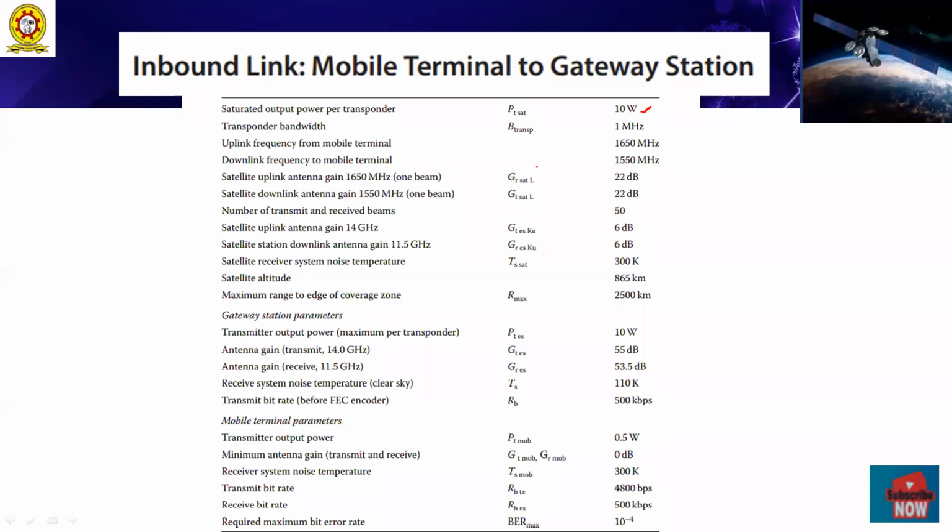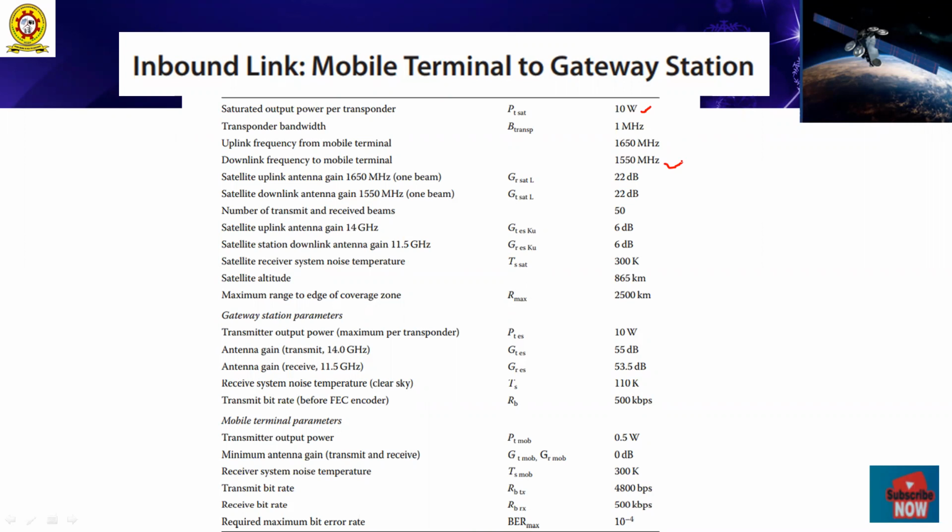and the transponder bandwidth. The transponder bandwidth for our system is 1 megahertz capacity. Similarly, the uplink frequency from the mobile terminal. We have two link frequencies, one for uplink and another for downlink, so the total frequency is shared by uplink and downlink. Here uplink is 1650 megahertz, downlink is 1550 megahertz.